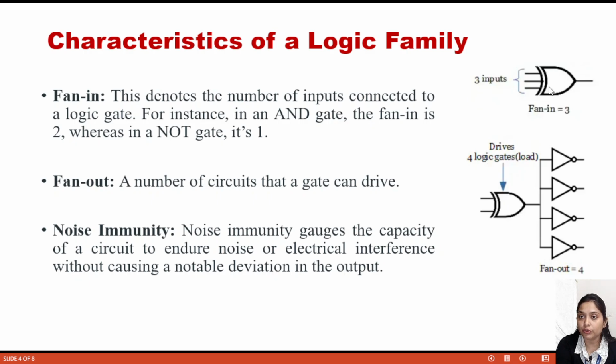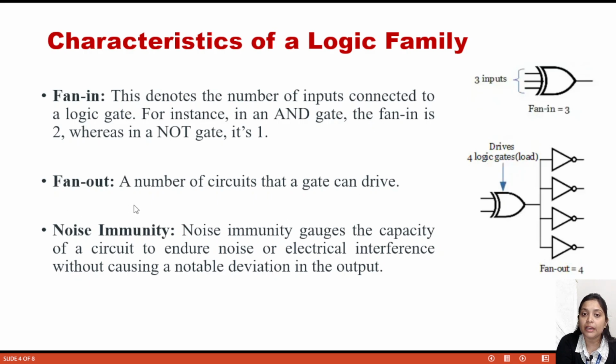All of you know, this is the symbolic diagram of the XOR gate. So this is actually a 3 input XOR gate, so the fan in here is 3. The number of inputs connected to a logic gate is defined as fan in. Here I have also given 2 examples. In an AND gate, if it is a 2 input AND gate, then fan in is 2. And for the NOT gate, obviously there is a single input, so the fan in is 1.